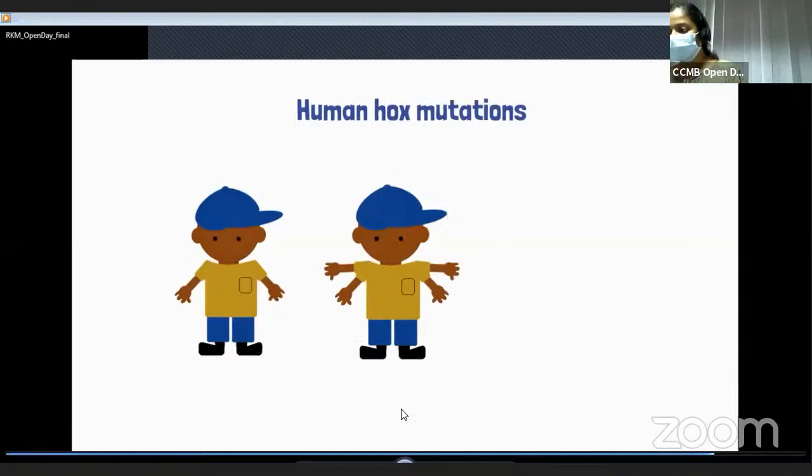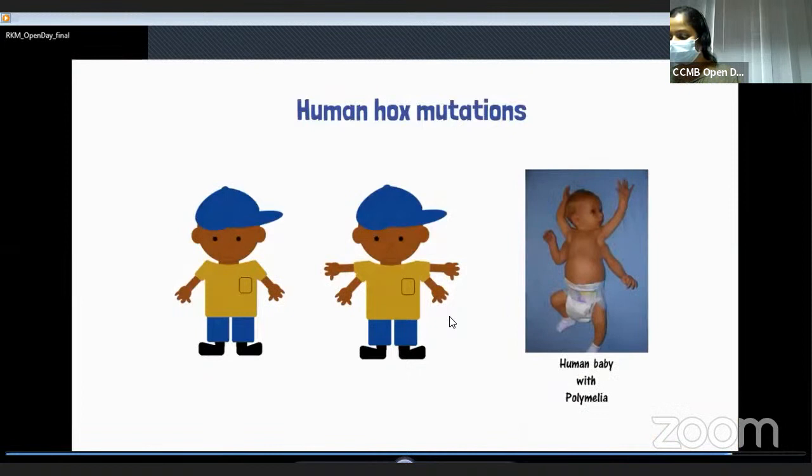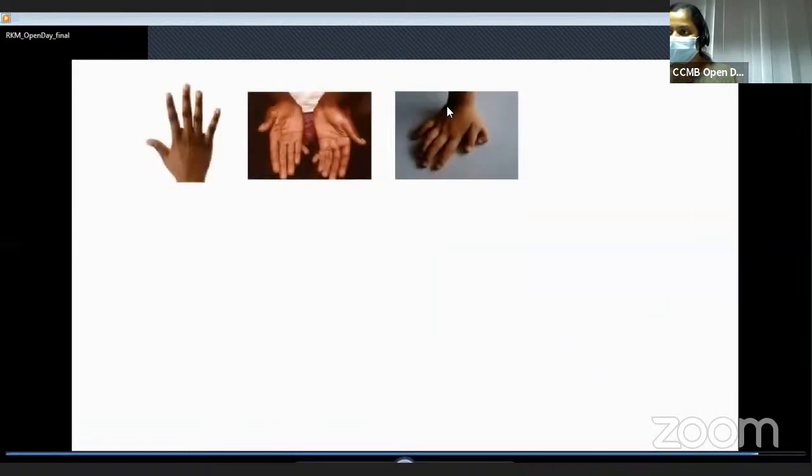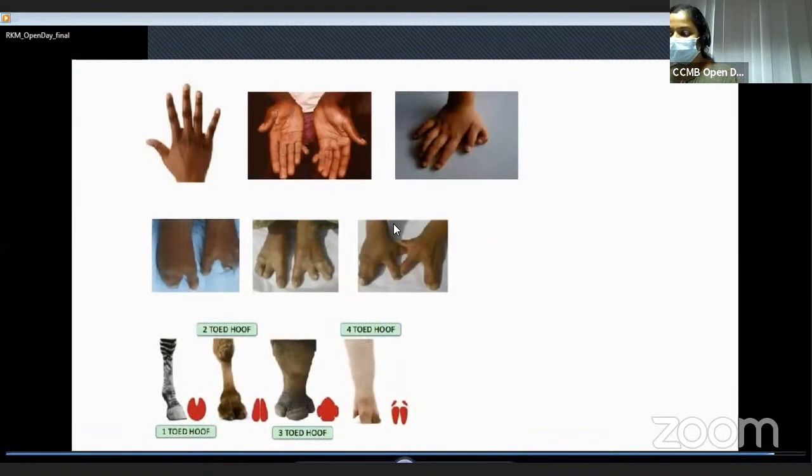Actually, it is true that if Hox genes are mutated in humans, we do see babies born with multiple hands. This is a drastic scenario, but small changes in Hox genes cause usual phenotypes where we all would have seen people who have multiple fingers or extra fingers. Like in this case, there is an extra little finger and we have an extra thumb. It also causes extra toes. Mutation in Hox genes also cause extra toes. We see people with 2 toes, 3 toes, and 4 toes.